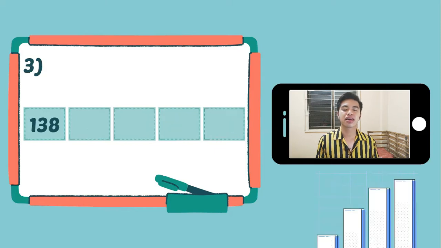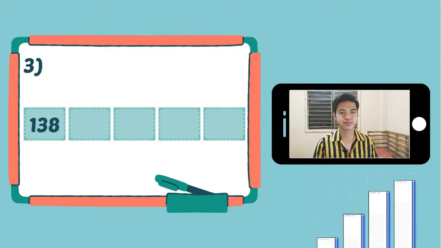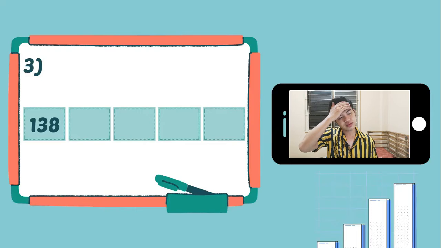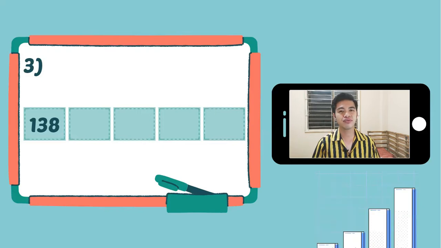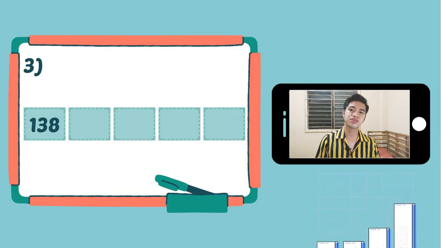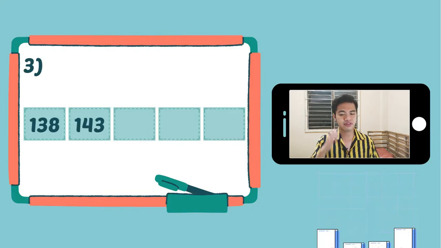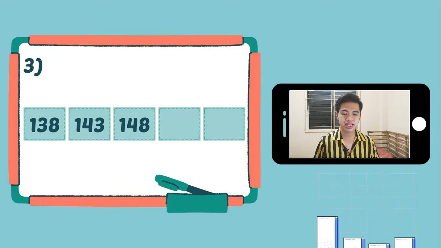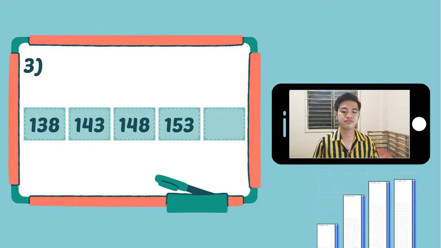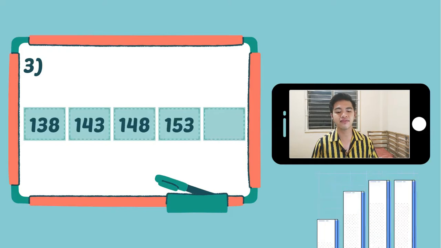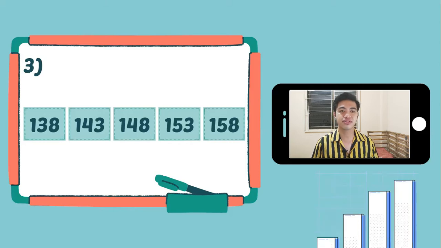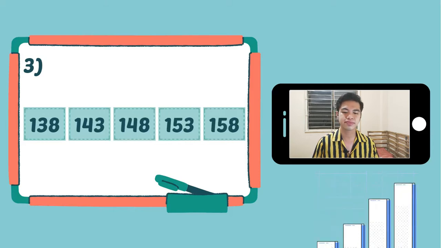Number 3, we have 138. We're gonna do the same thing. 138 plus 5 will be 143. And then plus 5 will be 148. Plus 5 will be 153. And then another plus 5 will be 158. Okay?